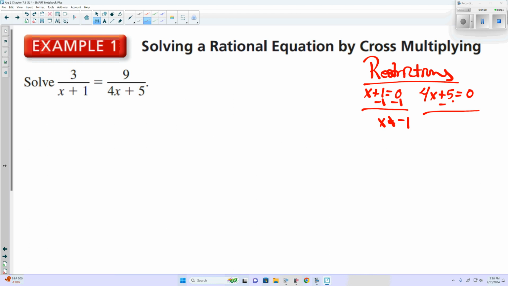We can do the same thing for our 4x plus 5 by subtracting 5 from both sides, telling us 4x is equal to negative 5. Divide both sides by 4, telling us x cannot be negative 5/4. So if we did solve it and get a value of x equal to negative 5/4, we know it would not work because it would make one of the denominators be 0. So for today, these restrictions aren't going to come into play, but it is good to list them just in case they do come up.